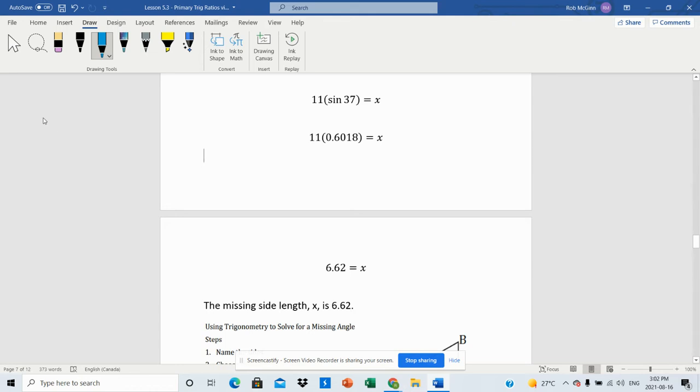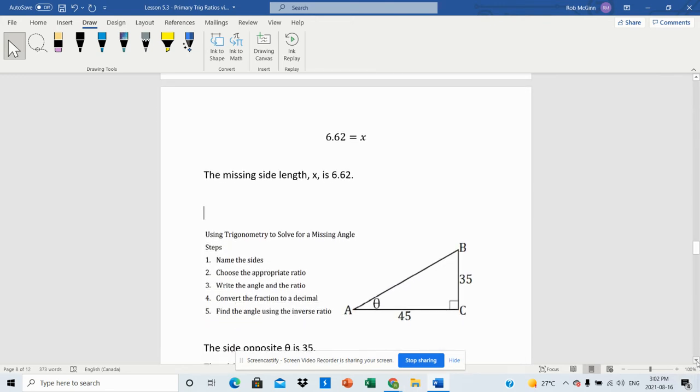So let's try another question. Using trigonometry to solve for a missing angle. In this case, we're going to look at the angle we want, and we're going to name the sides of the triangle according to the angle position. Then we're going to choose the appropriate ratio. Then we're going to write the angle and the ratio, convert the fraction to a decimal, and then find the angle using the inverse ratio.